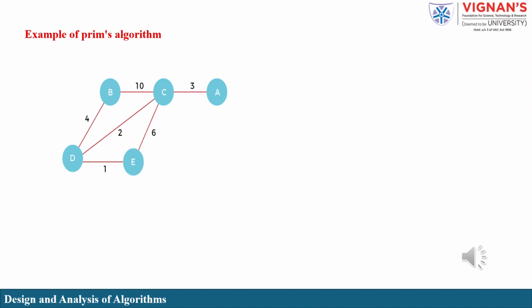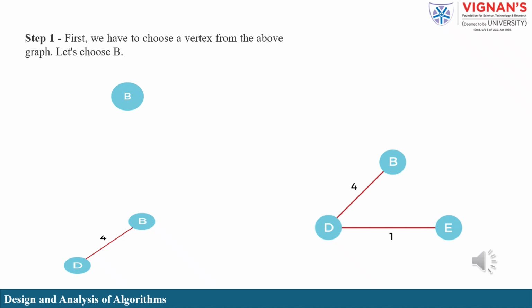This process continues until all vertices are connected. The final result is a minimum spanning tree with the lowest total cost. Step 1. First, choose a starting vertex from the graph. Here, we choose vertex B.